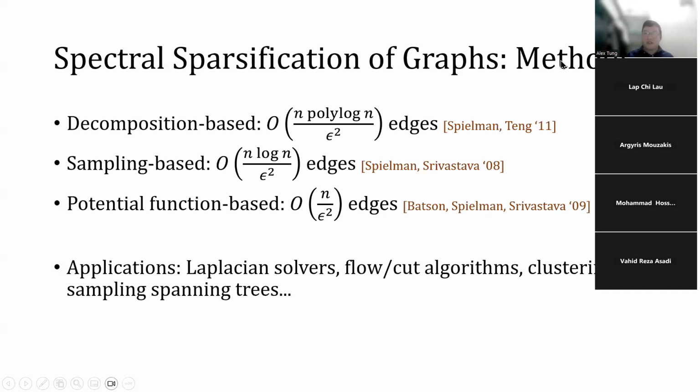There have been many results on how to find a spectral sparsifier. Roughly speaking, there are like three classes of approaches. So one is based on decomposing the graph into well-connected components with very few edges in between. And then the second one, sampling based, basically assigning a probability to each edge and then sampling them with that probability. And actually the optimal number of edges is obtained using potential function based approaches. So basically using some sort of potential function to guide your decision on which edge to include.